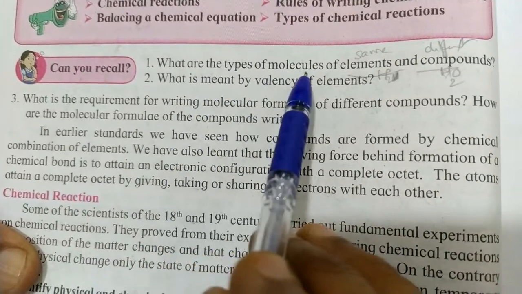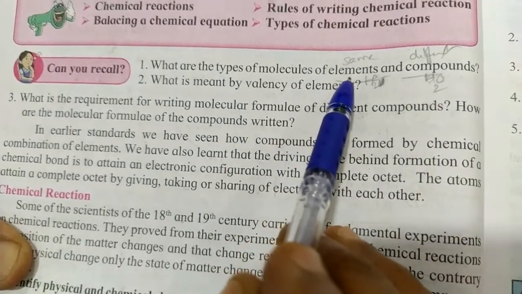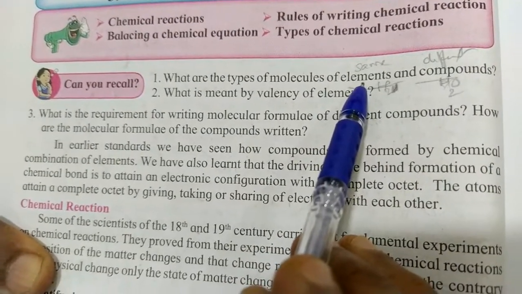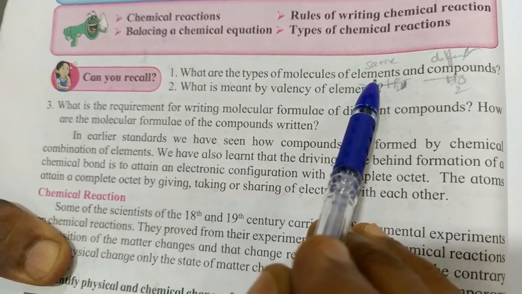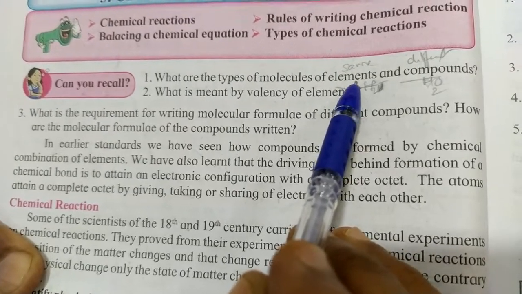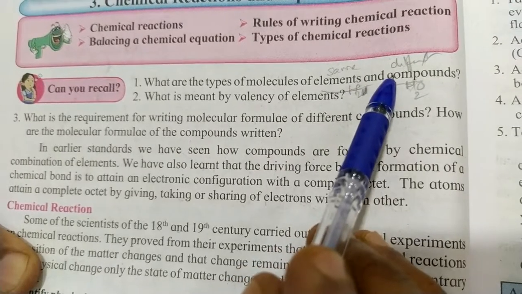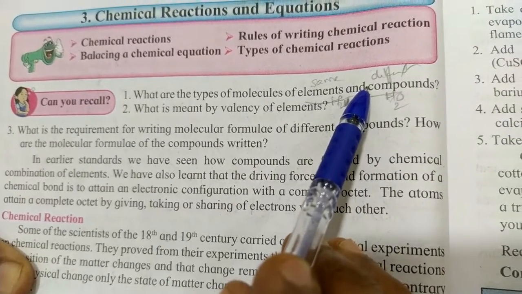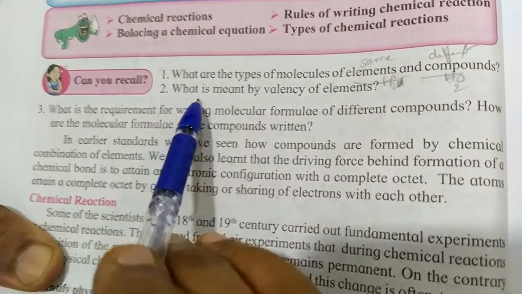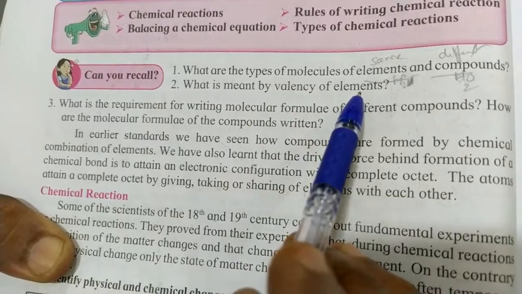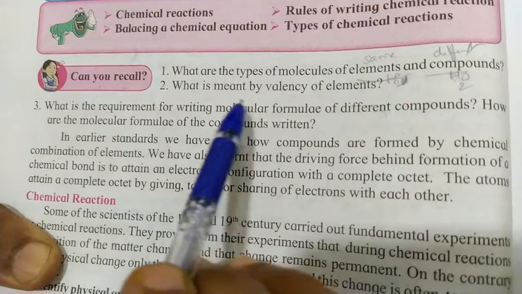What are the types of molecules of elements and compounds? So in elements, the atoms are the same. For example, molecules of oxygen: two atoms of oxygen are there. Then in compound, for example, water: in water, there are two atoms of hydrogen and one atom of oxygen. Then what is meant by valency of element? As we have already studied, the number of electrons in the outermost orbit is called the valency of that element.